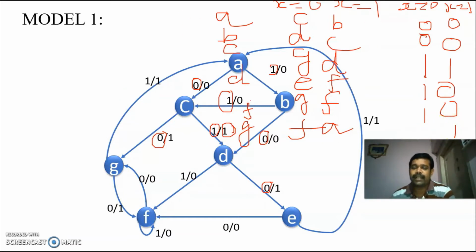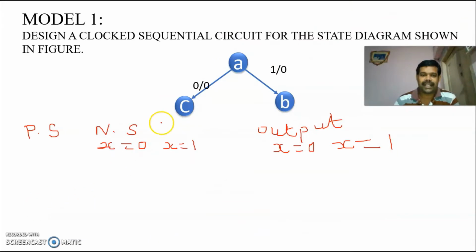So this is nothing but the method to write the state table. These values we have to enter in the next table, that is the state table. From this state diagram, we have to find the state table. Once again I will tell how to write it.